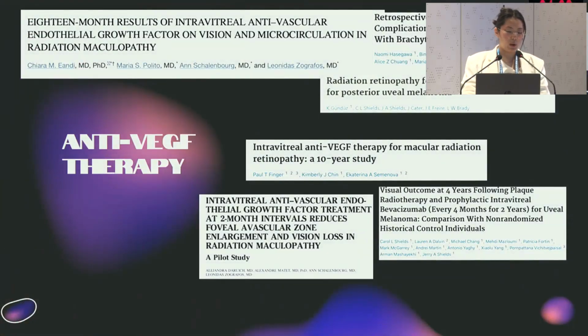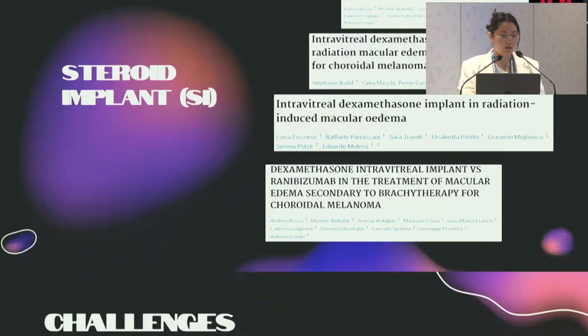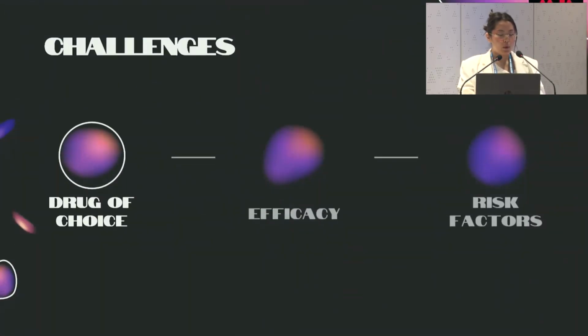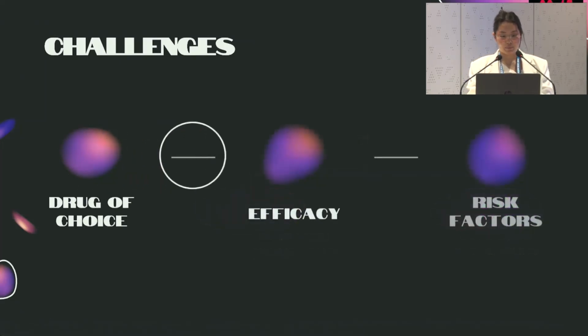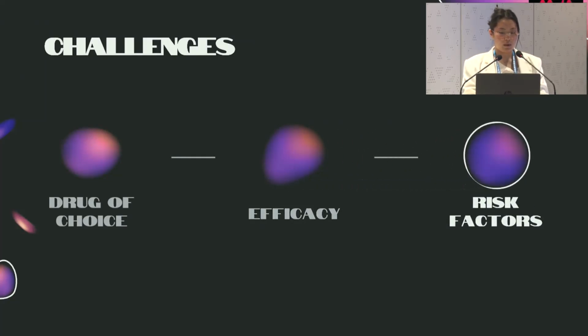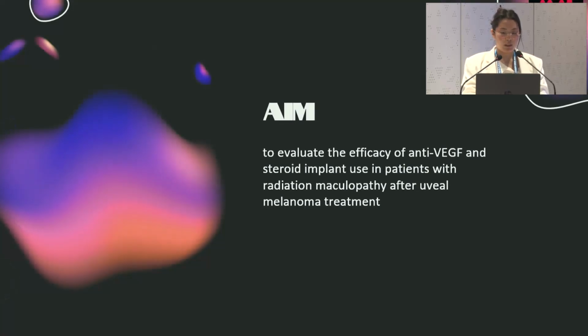According to the worldwide literature, anti-VEGF therapy and steroid implant use has been shown to delay the progression of vision loss in such patients. But for the most effective agents, anti-VEGF therapy or steroid implant, the efficacy and risk factors have not been studied in a large randomized trial. So the aim of the study is to evaluate the efficacy of anti-VEGF and steroid implant use in patients with radiation maculopathy after uveal melanoma treatment.